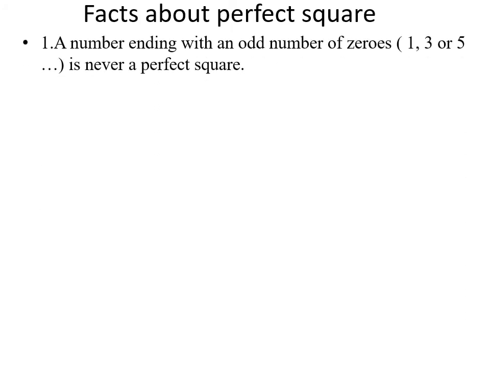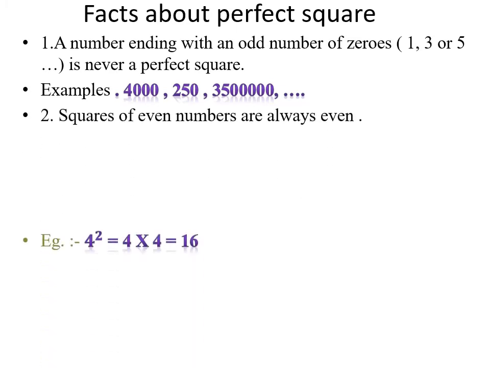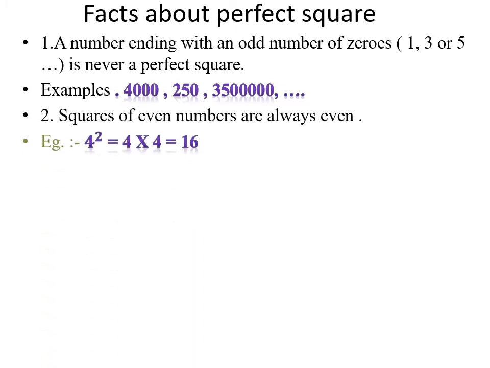So here is the first one. A number ending with an odd number of zeros, that is 1, 3 or 5 zeros, is never a perfect square. See the examples. The first number contains 3 zeros. That count of zeros is odd, so it is never a perfect square. 250 has 1 zero. In the next number, you can see 5 zeros are there. So for this type of number, there is no need of any calculations. Directly you can say that these numbers are not perfect squares.